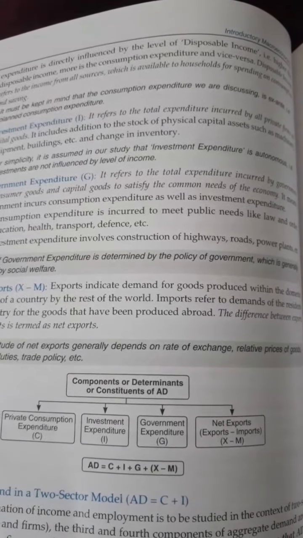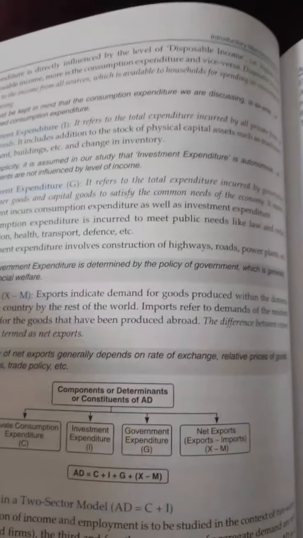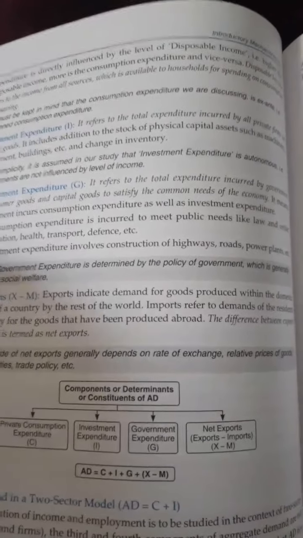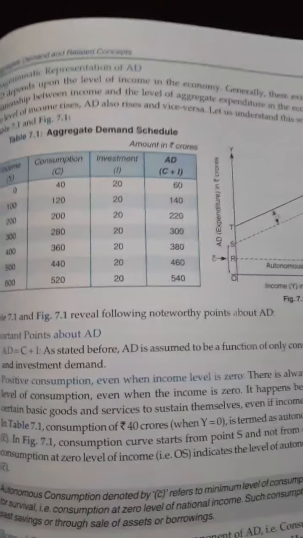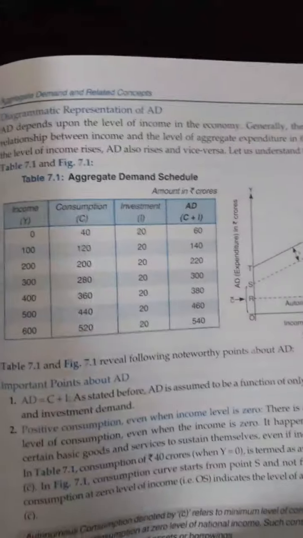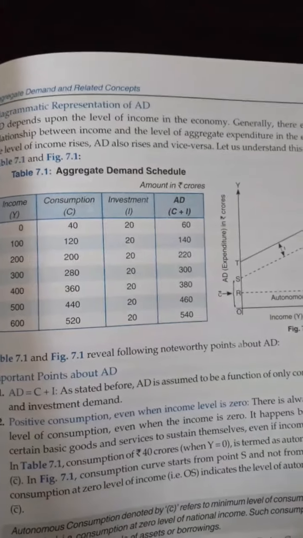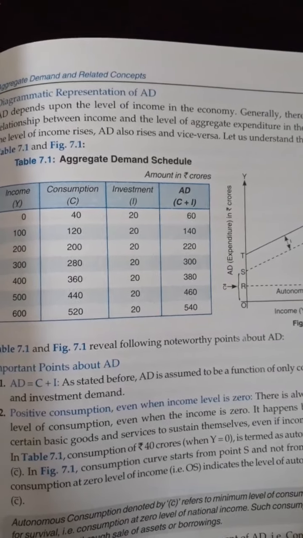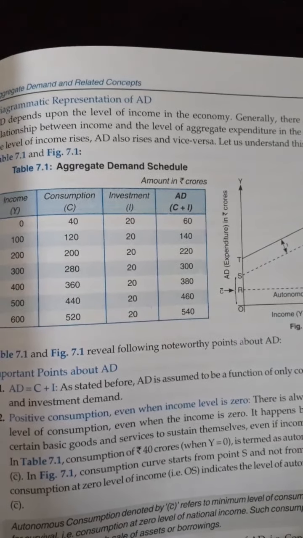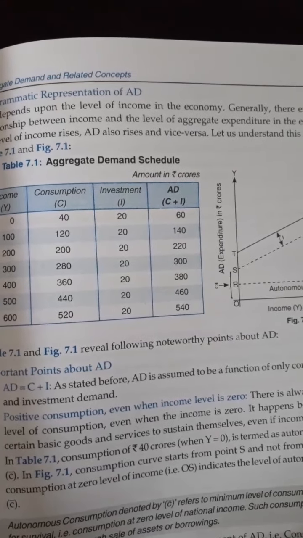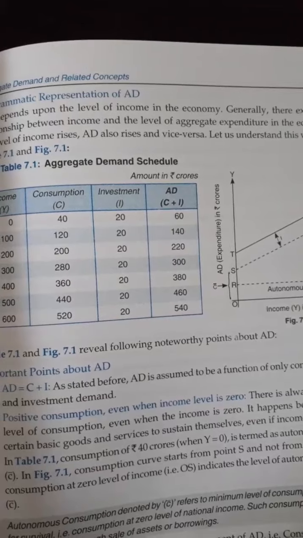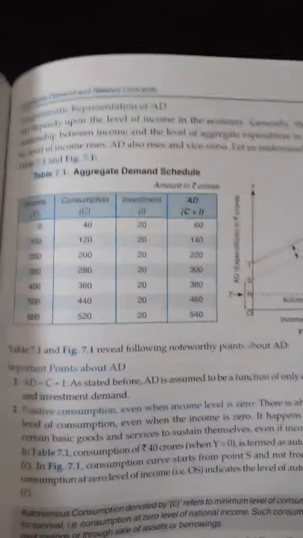And if we formulate the AD in the two sector model, the formula for AD is C plus I. C means consumption and I means investment expenditure. So here you can see that the income is given as 0, 100, 200, 300, 400, 500, 600. Consumption is given, investment is given. If consumption is 40 and investment is 20, our aggregate demand will be 60. That is C plus I.